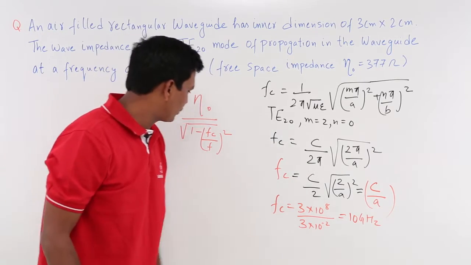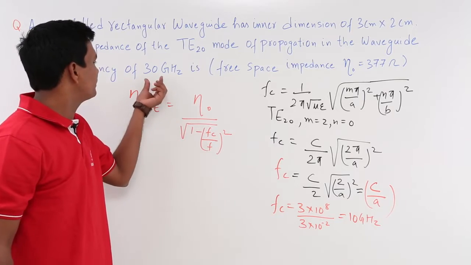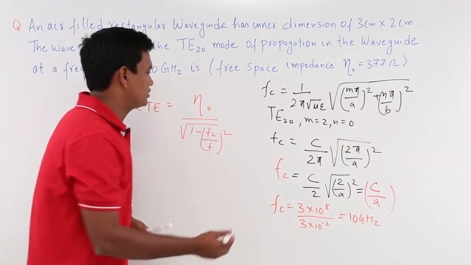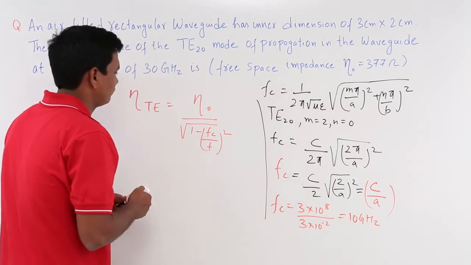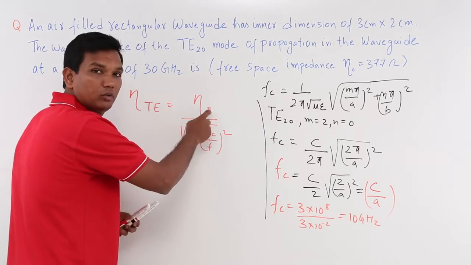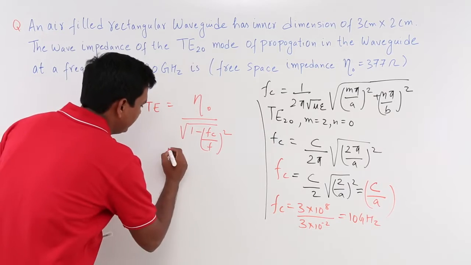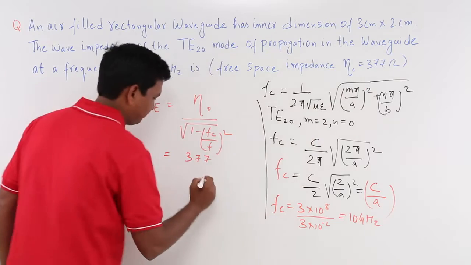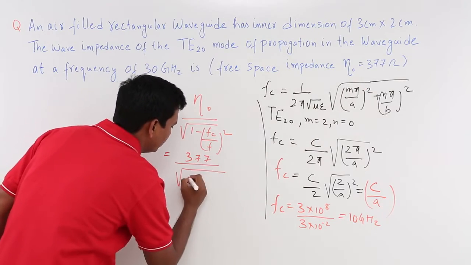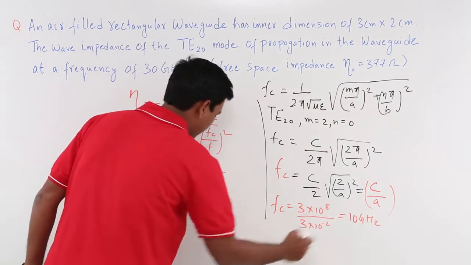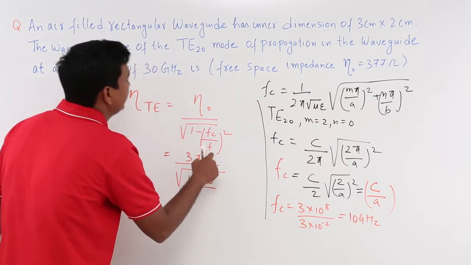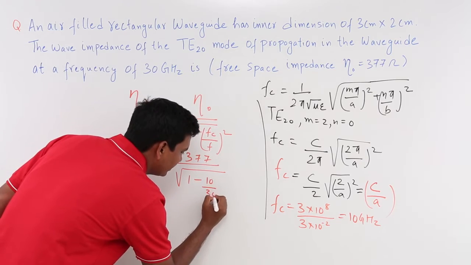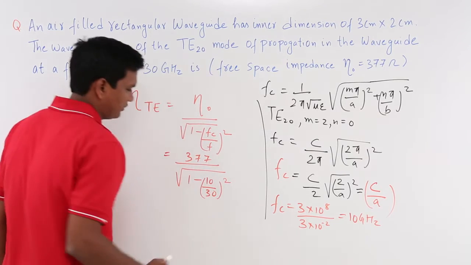Once I got the cutoff frequency, I already know the operating frequency comes out to be 30 gigahertz. I can easily solve and find the impedance, right. Let us do it here. So, I know eta naught. What is eta naught? Eta naught is nothing but 377 ohm, already given to us in the problem, divided by root over 1 minus, what is Fc? Fc is nothing but 10 gigahertz divided by 30 gigahertz. So, 10 to the power 9 gets cancelled, so divided by 30 the whole square, right.